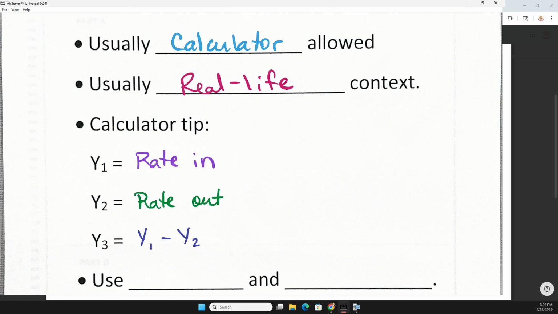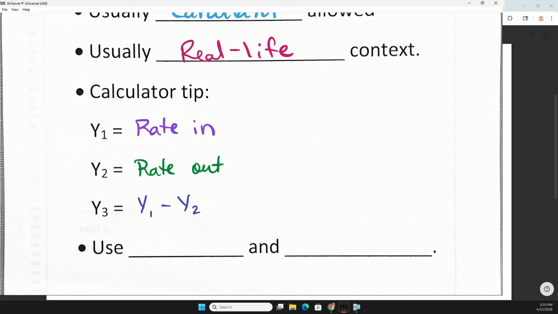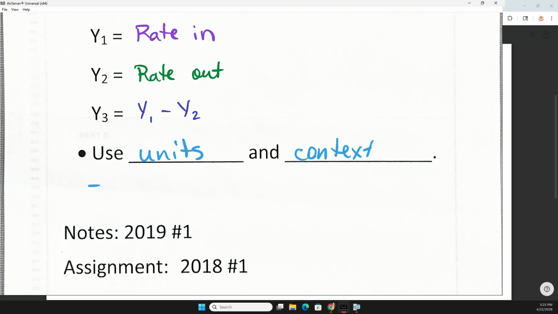Alright, and then a lot of times you have to interpret your answer, and you need to make sure you use units and context whenever you do an interpretation. And I highly recommend that you quote the words of the problem.